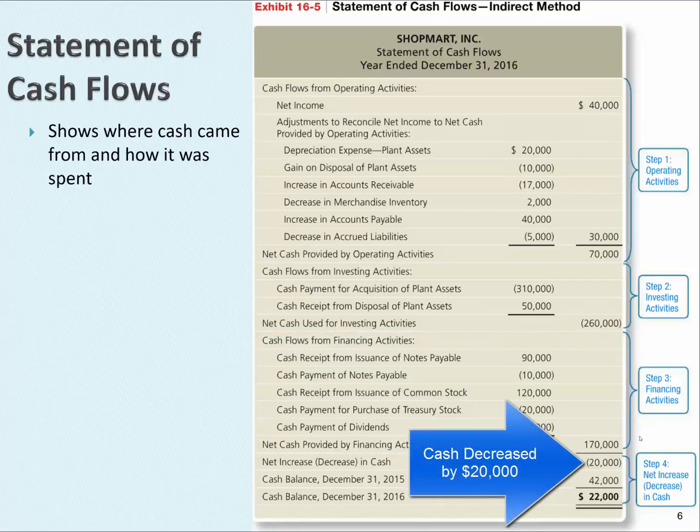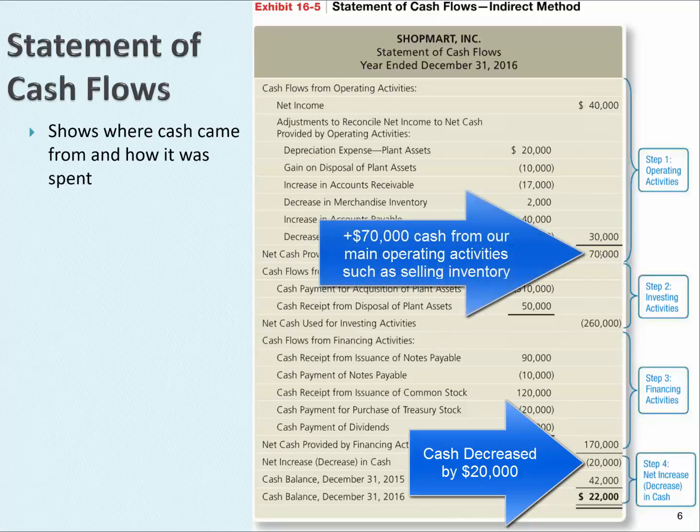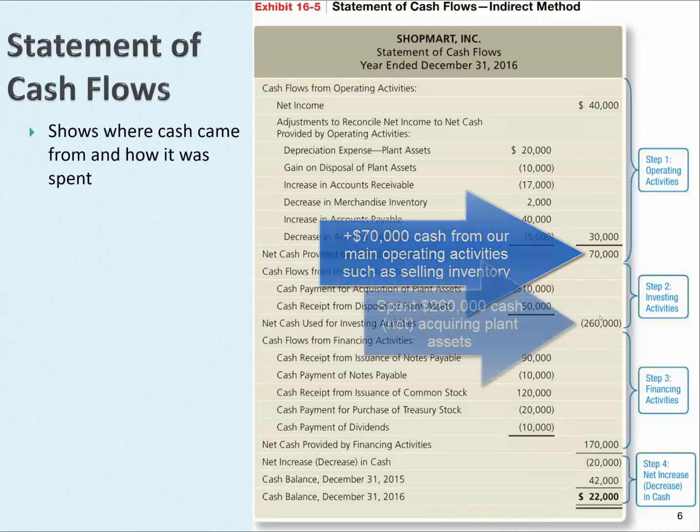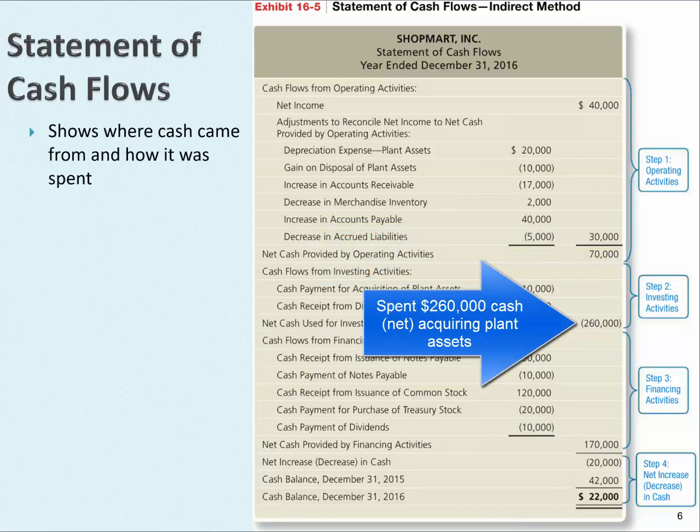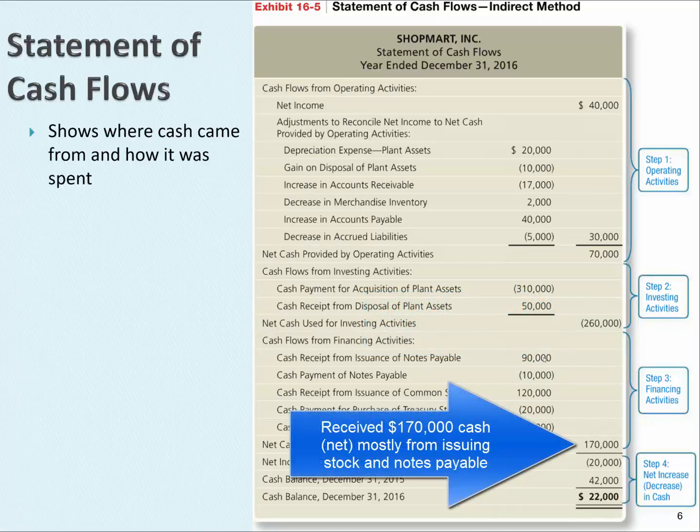So what we get from this statement of cash flows is cash went down $20,000. We have positive cash flow from our operating activities. We are investing in ourselves by purchasing plant assets, and we are issuing stock and taking on some debt to also generate some positive cash flow.